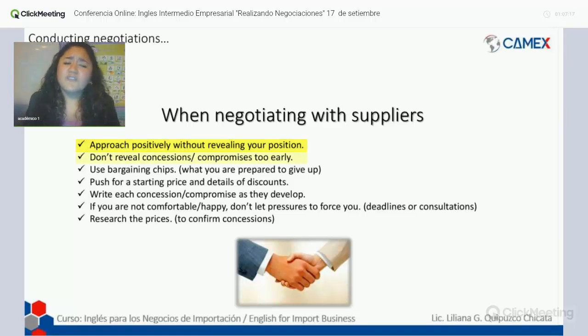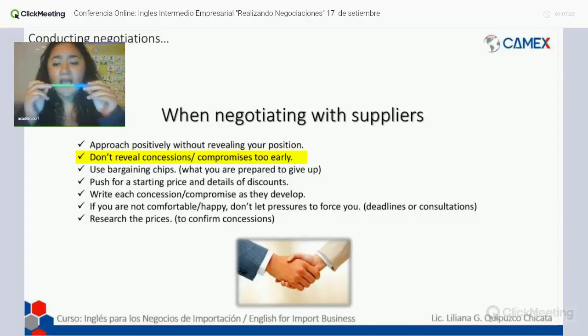Then you don't have to reveal your concessions or compromises too early. It means, for example, I know that I'm going to be selling pens. I know that I want to sell 100 pens for $100, but I know that I can sell them for $90, 100 pens for $90. I don't have to go really early in the negotiation and say, hey, okay, just buy them for $90.